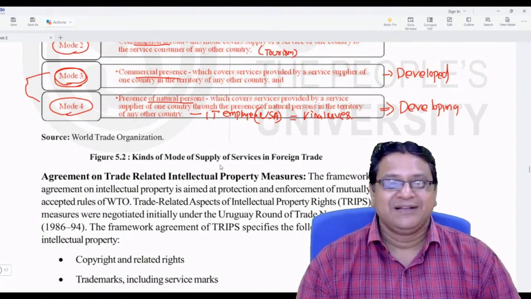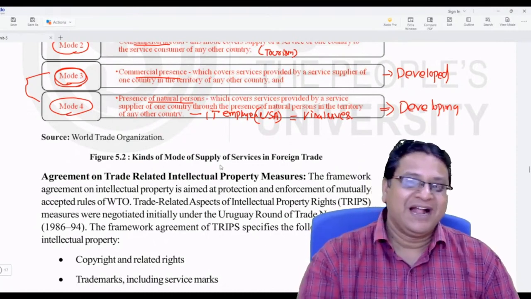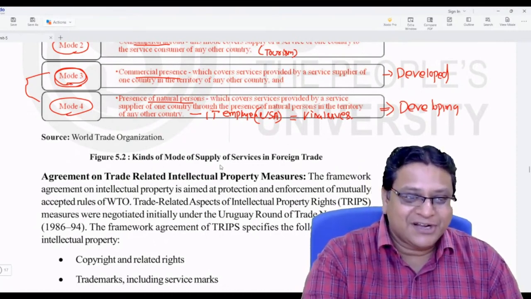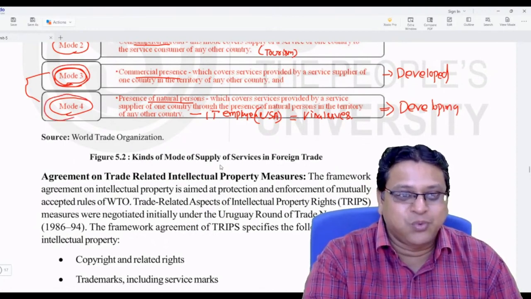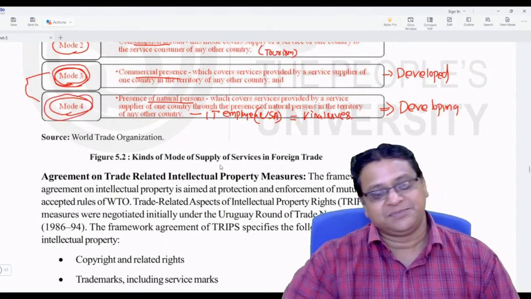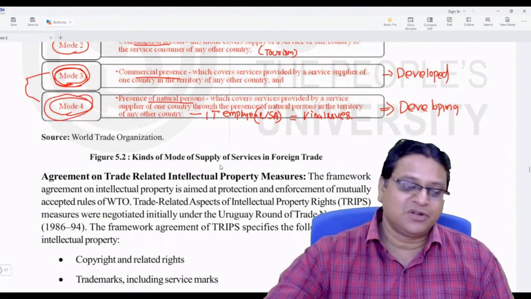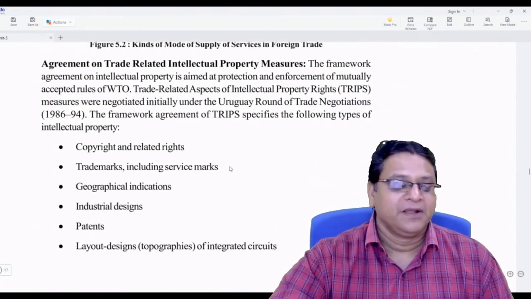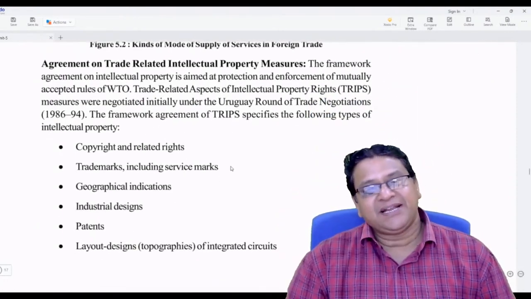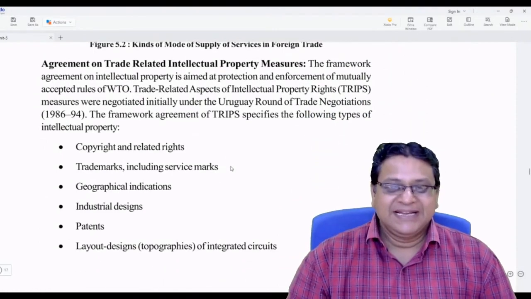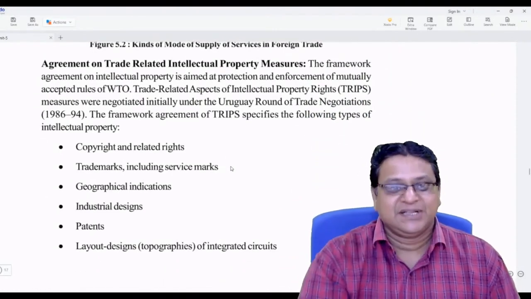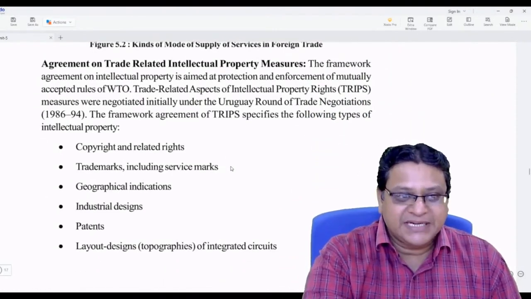So the fight between developed and developing countries is related to mode 3 and mode 4 ways of providing services. So the service related agreement is over. Next agreement is the agreement related to IPR, intellectual property rights. So what is intellectual property rights?